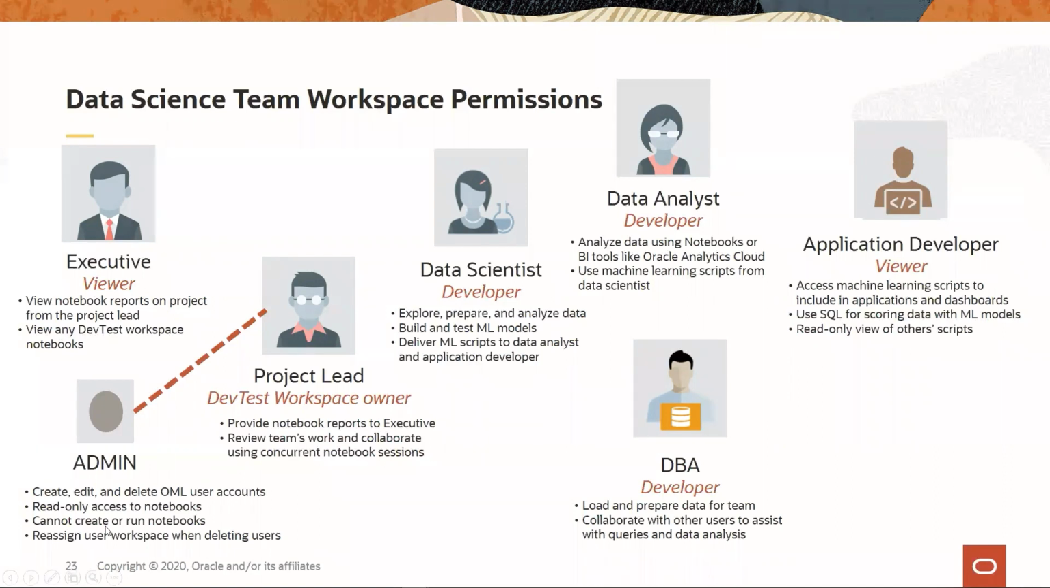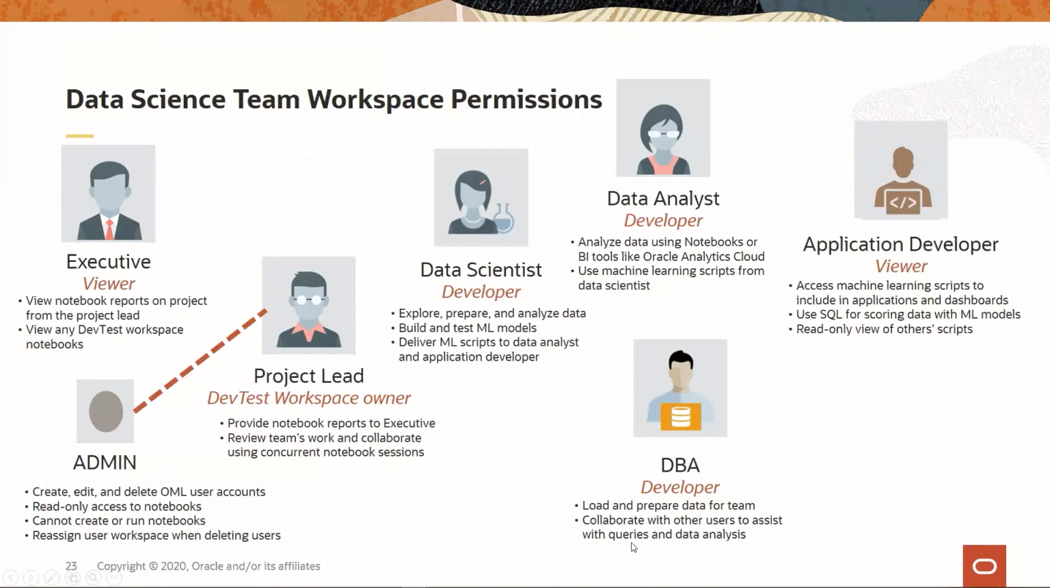The admin, we've already discussed what that person can do, and that's really the project lead who has set this up. And the project lead wants to provide notebook reports to the executive as well as review the team's work and collaborate with the various teams on notebook sessions. The data scientist is going to do machine learning activities and deliver scripts perhaps to the application developer or the data analyst. The data analyst is going to work with notebooks as well, perhaps for data preparation and visualization, and maybe even tie in with Oracle Analytics Cloud for that. And they may also use some of the scripts produced by the data scientist.